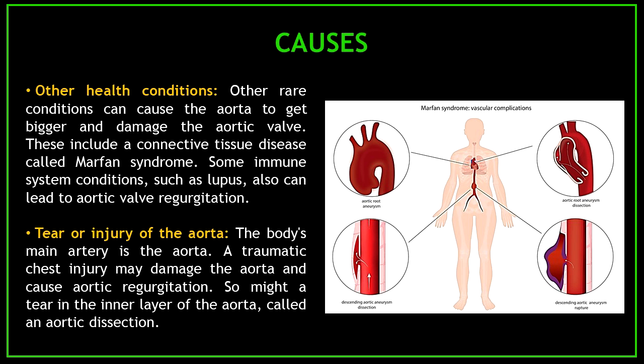The body's main artery is the aorta. A traumatic chest injury may damage the aorta and cause aortic regurgitation. So might a tear in the inner layer of the aorta called an aortic dissection.